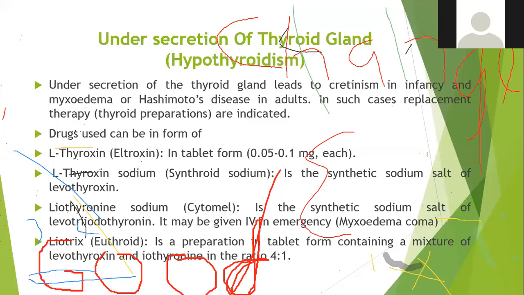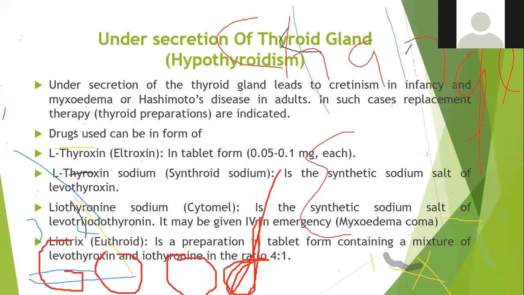For hypothyroidism, undersecretion of the thyroid gland hormones can lead to what we know as cretinism in infancy. In adults, it can lead to myxoedema or Hashimoto's disease. So in such cases, what do you do? Because you know it's an undersecretion of thyroid hormone, you replace the thyroid hormone. An example of a drug in this form is L-thyroxine, which comes in tablet form, in about 0.05 to 0.1 milligram.